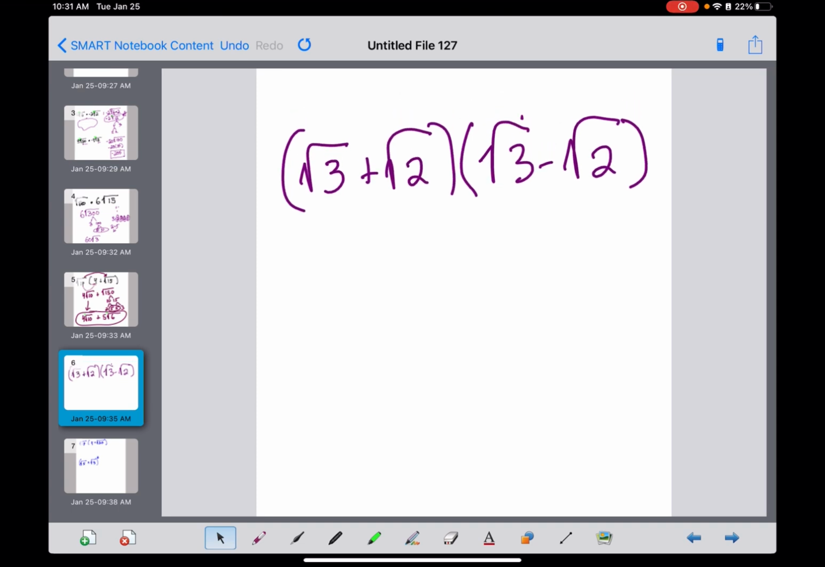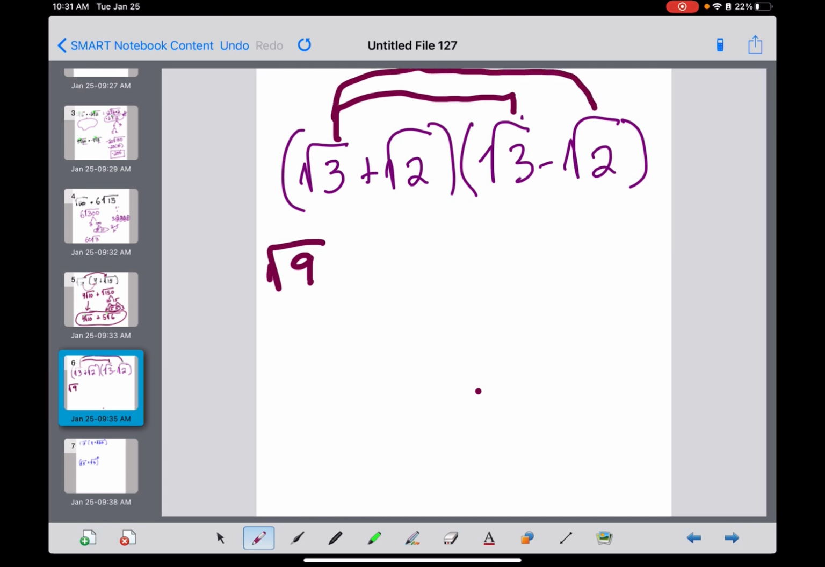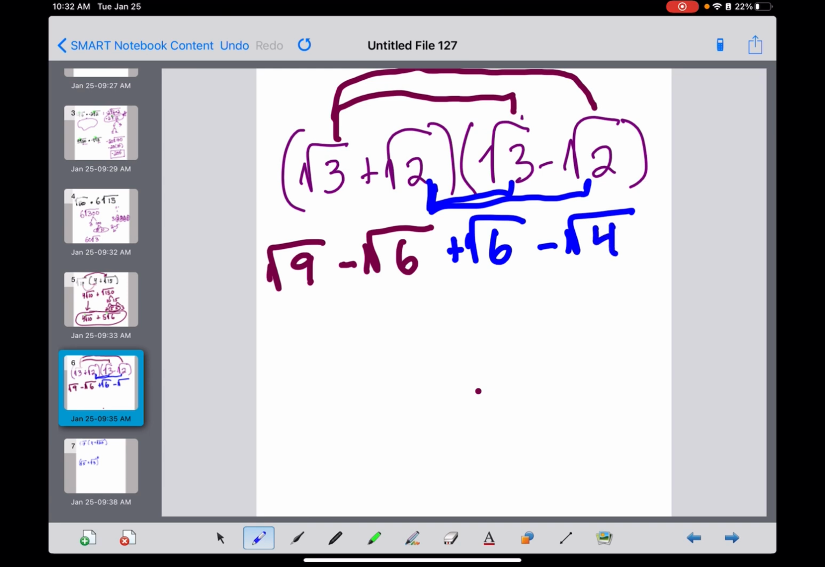Remember, you have to FOIL this. First times first. Radical 3 times radical 3 is radical 9. Outside. Radical 3 times negative radical 2. That's negative radical 6. Inside. Plus radical 2 times radical 3. That's plus radical 6. 2 times 3 is 6. And then last. Radical 2 times negative radical 2 is negative radical 2 times 2 is 4. First, outside, inside, last. Got to distribute.